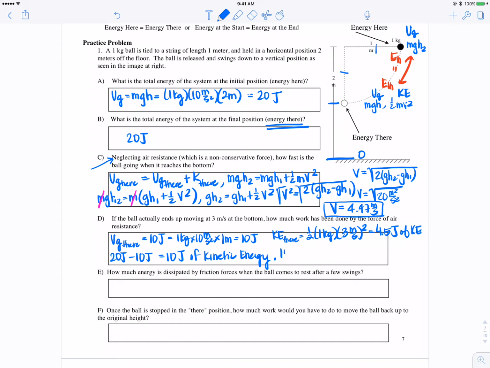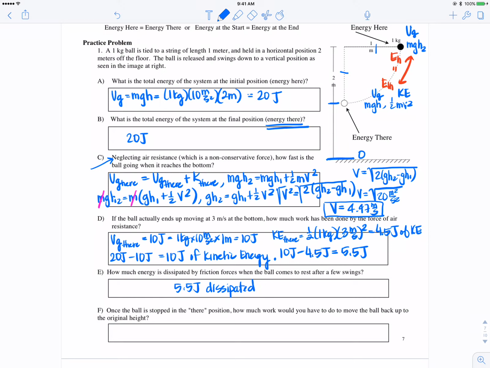There was supposed to be 10 joules of KE at the bottom of the swing. There was only 4.5 joules, so the non-conservative force, like friction or air resistance, was responsible for the loss of 5.5 joules of energy from the system. That's equivalent to the work done by that non-conservative force, because remember that work is a measure of how energy is changed in a system. So that means that the frictional force did 5.5 joules of work, and there was 5.5 joules dissipated or removed from the system by friction.